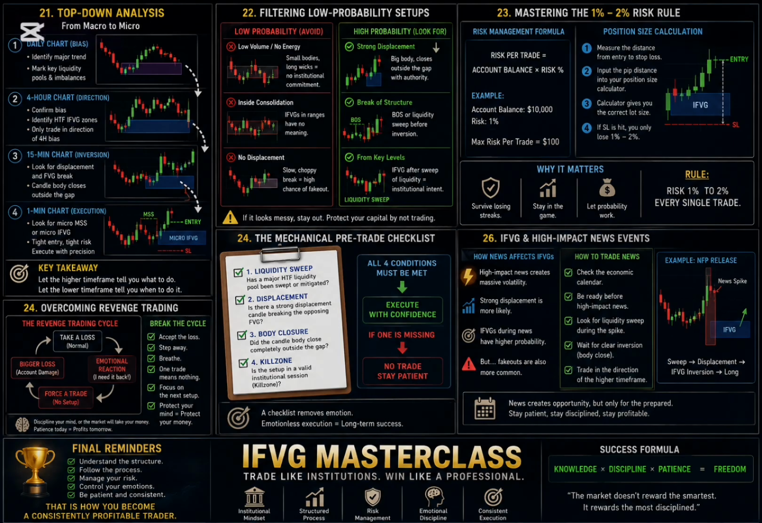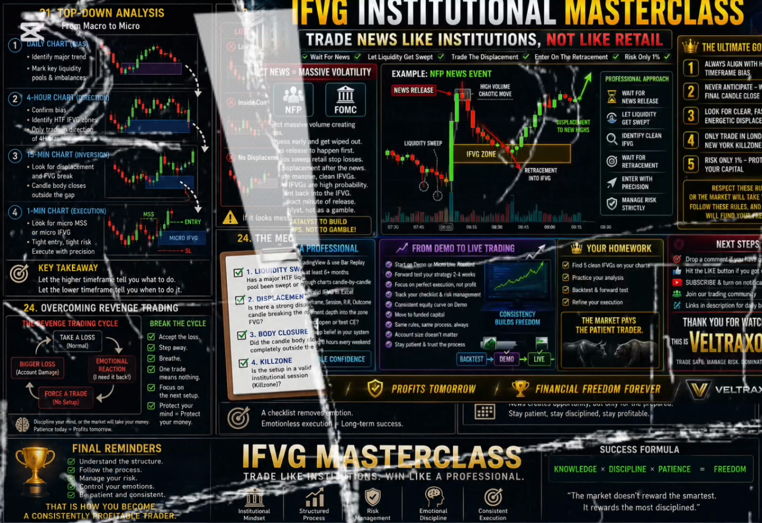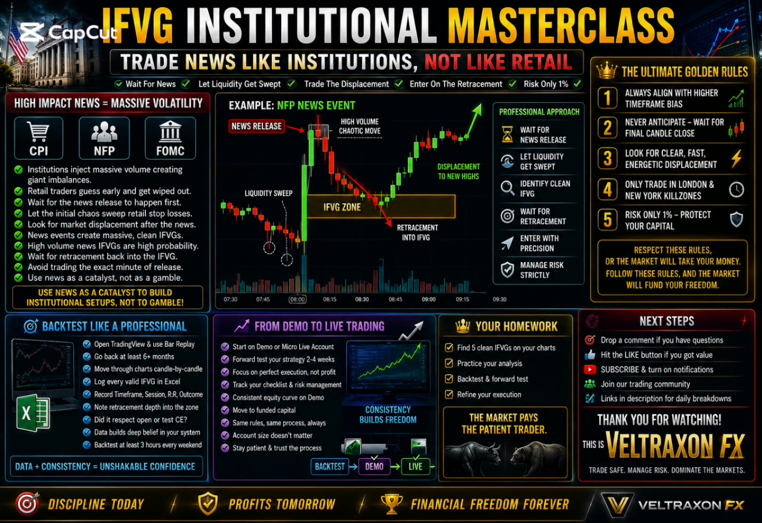Now let's explore how the fair value gap strategy performs during high impact news events. A high impact news event like CPI, NFP or FOMC creates massive volatility in trading. During these events, institutional algorithms inject immense volume, creating giant imbalances. Many retail traders get wiped out because they try to guess the news direction early.